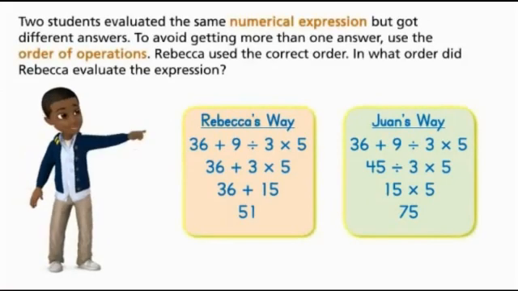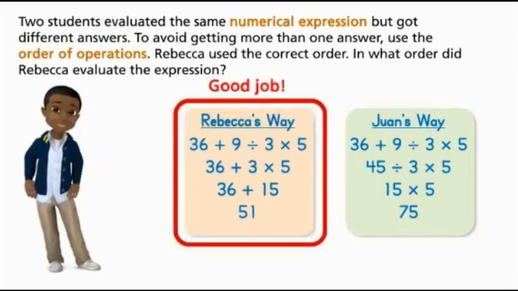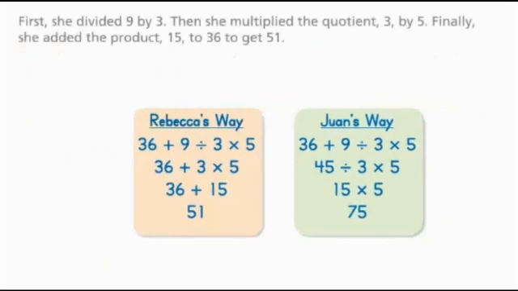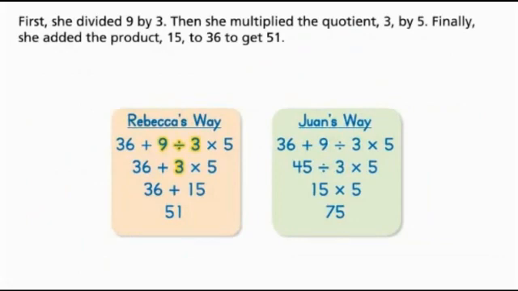Two students evaluated the same numerical expression but got different answers. To avoid getting more than one answer, use the order of operations. Rebecca used the correct order. In what order did Rebecca evaluate the expression? First, she divided 9 by 3. Then she multiplied the quotient 3 by 5. Finally, she added the product 15 to 36 to get 51.